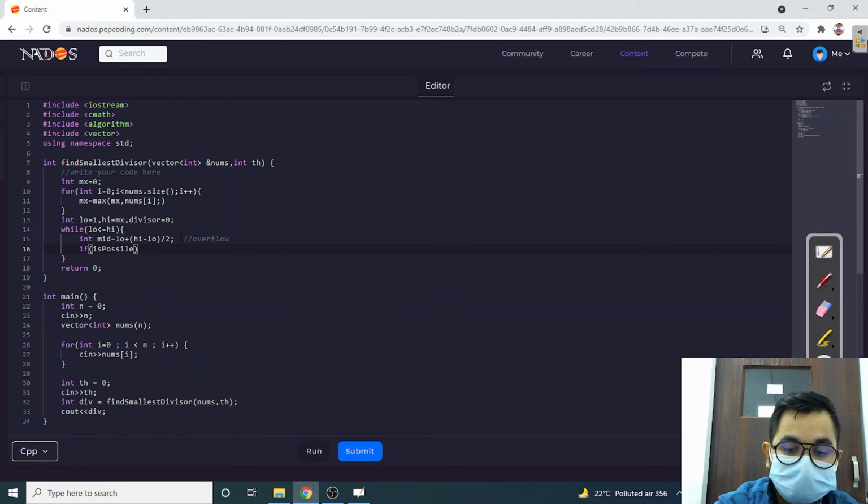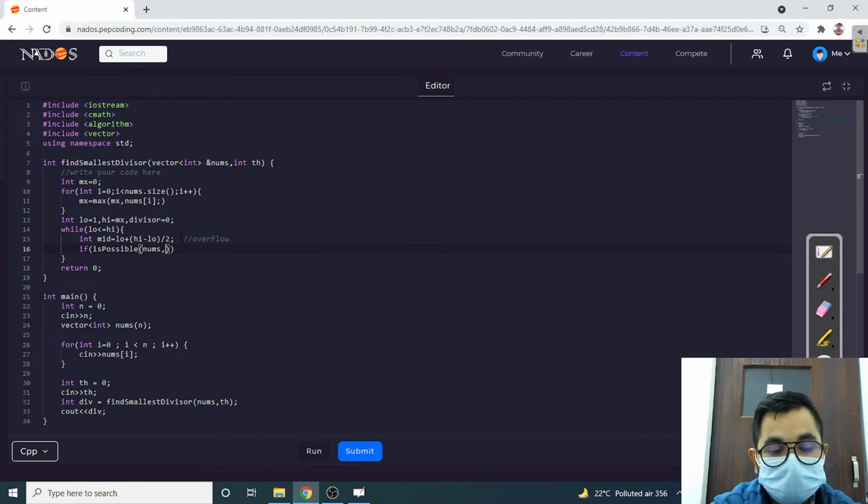is possible ideally. And what is possible? Is it possible to have the sum of quotients by this divisor to be less than or equal to the threshold? That's what we need to find from this function. So we are going to use some abstraction and say that this is going to give me something, and I'm going to pass my nums and all the array.